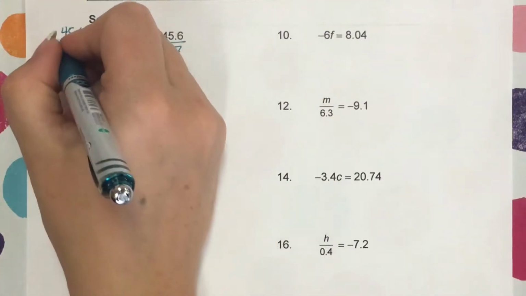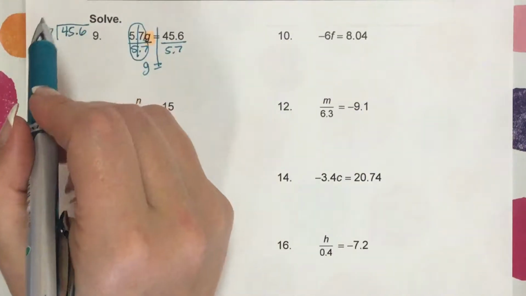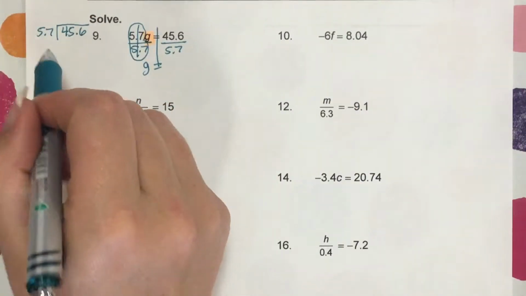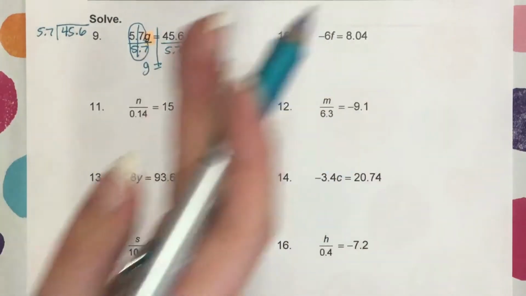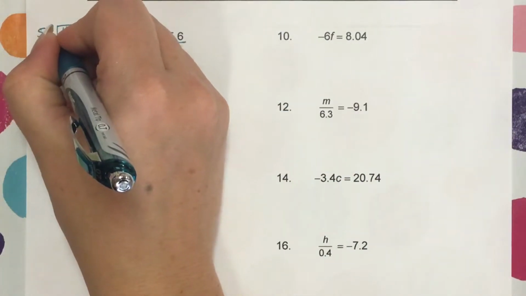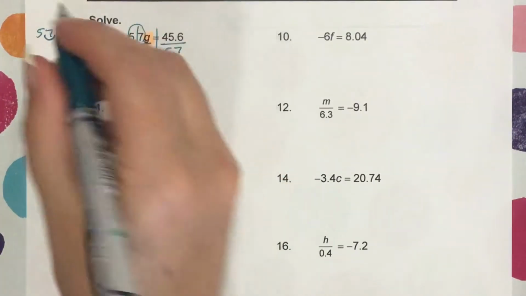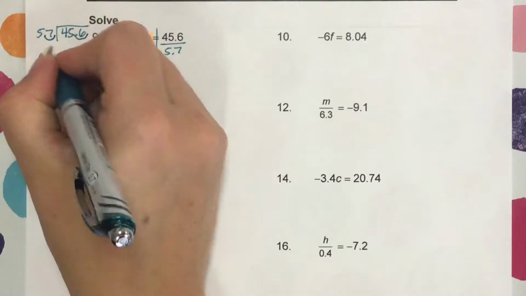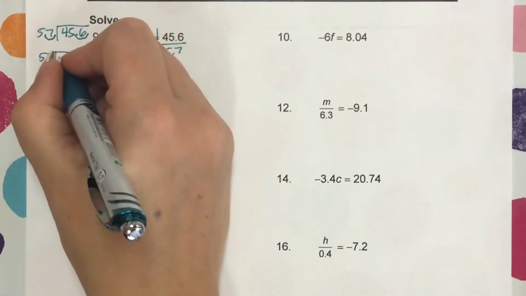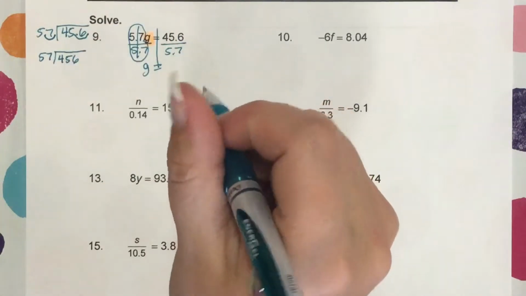45.6 divided by 5.7. And remember, whenever you're dividing by a decimal, the number one thing you have to remember is that you can never divide by a decimal. So we need to change this so it's not a decimal anymore. So we're going to move the decimal place over 1. If you do it here, you have to do it here. So we end up with 57 and 456. So 456 divided by 57.